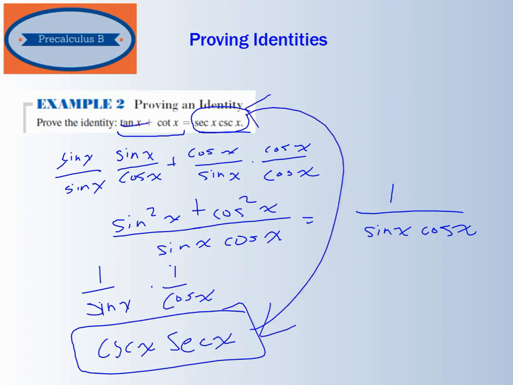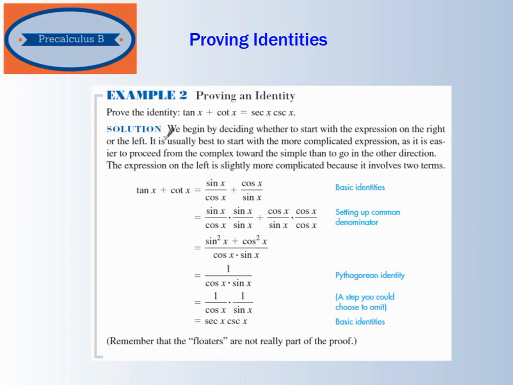So we were able to start with what was on the left, and through simple operations, simple identities, we were able to reach what we were looking for on the right. And if we look at the actual written solution from the text, that's exactly the pattern that they followed as well.